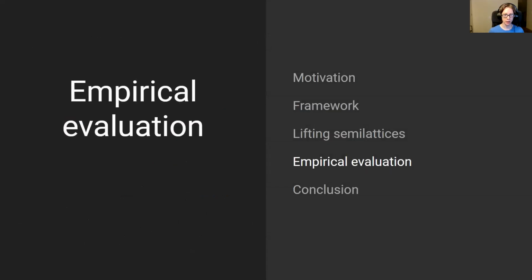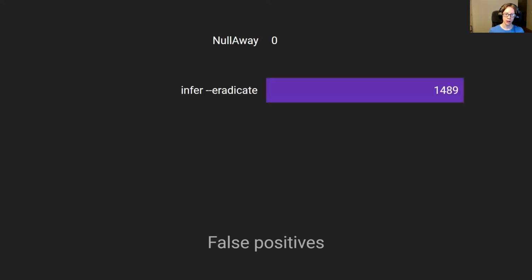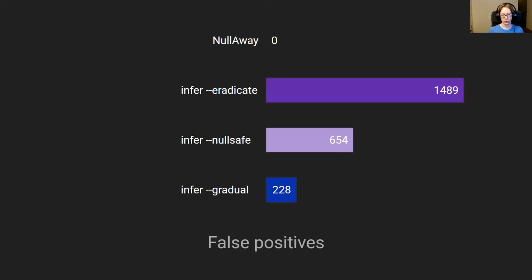So we're going to briefly discuss our empirical evaluation and then conclude. We wrote a prototype using Facebook Infer, written in OCaml, so it can analyze these languages. In our preliminary evaluation, we only analyze Java programs. In particular, we compared against NullAway on a set of repositories where NullAway gave no warnings. NullAway is a tool by Uber. We also compared against some checkers built into Infer, such as Eradicate and NullSafe, and then our own prototype.